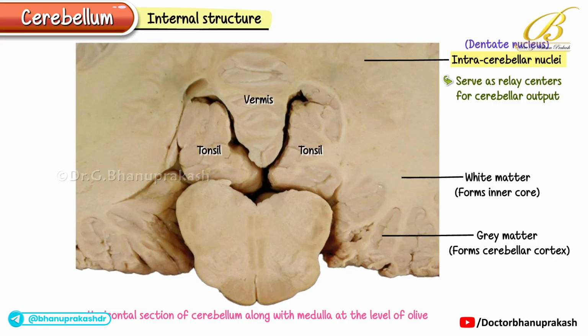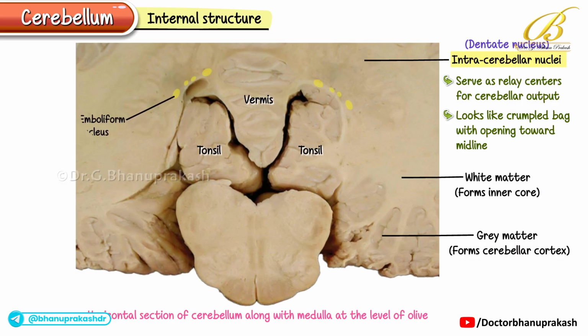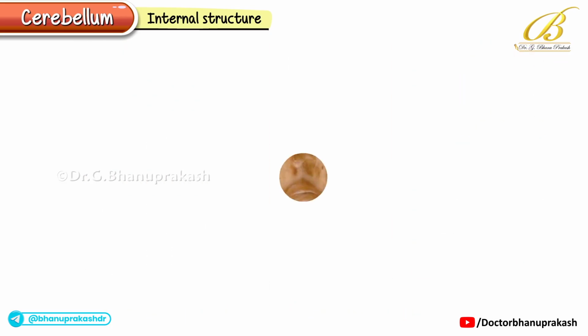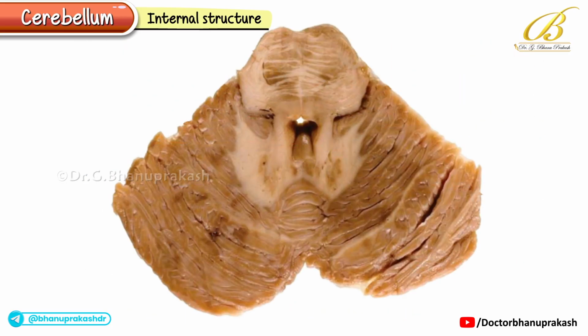On cross-section, it looks like a crumpled bag with an opening toward the midline. Apart from the dentate nucleus, there are three other important nuclei: the emboliform nucleus, the globose nucleus, and the fastigial nucleus, which lies closest to the midline. On this slide, we are looking at a cross-section of the cerebellum along with the superior part of the pons. One structure that is very clearly demonstrated here is the dentate nucleus.